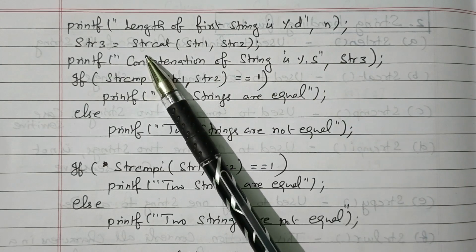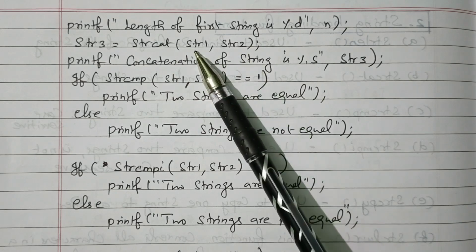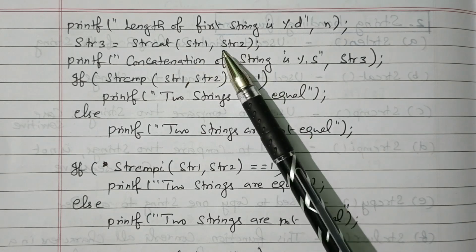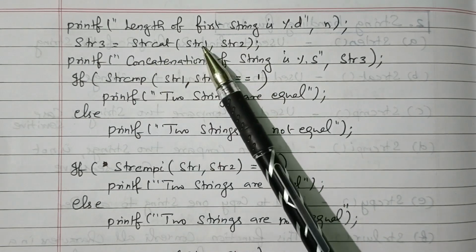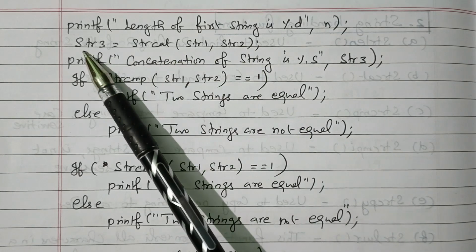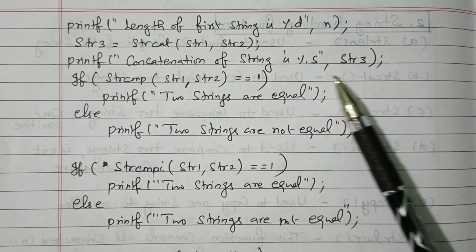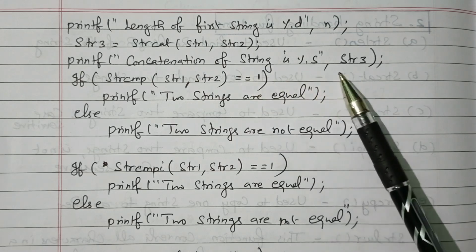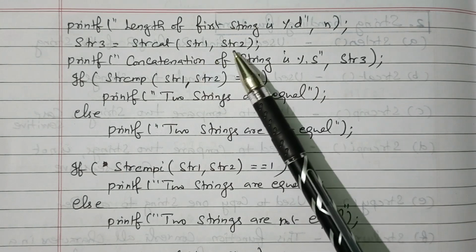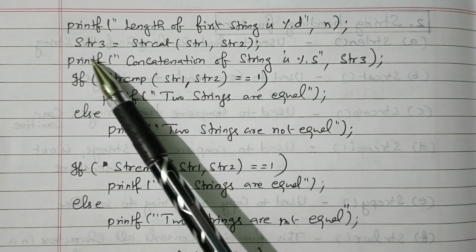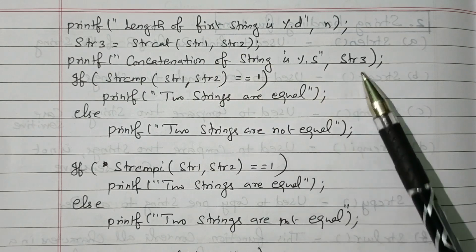Now we'll go to the second function, strcat, string concatenate. str1, str2. It will concatenate string 1 and string 2. Both are added together, and the answer will be stored in string 3. We already declared 4 strings, right? So string 1 and string 2 are added together and stored in string 3. Printf, concatenation of string is str3. So immediately we print the concatenated string. For example, str1 contains welcome and str2 contains today, which means both are added. Welcome today is stored in str3 and printed. Concatenation of string is welcome today, right?